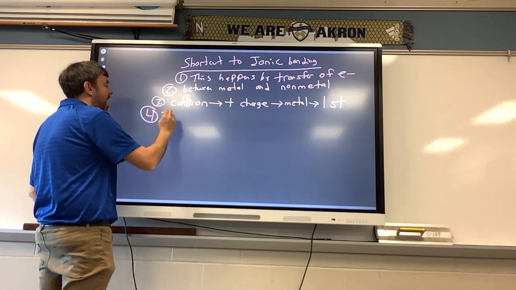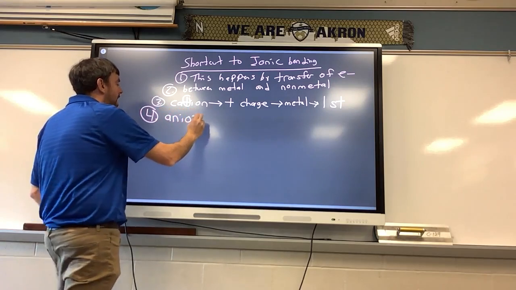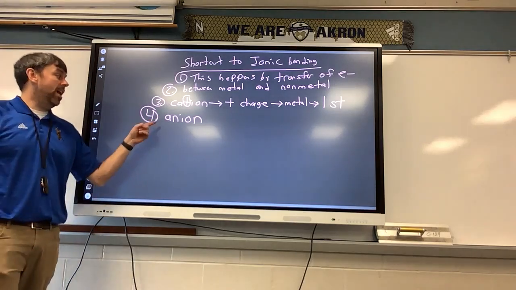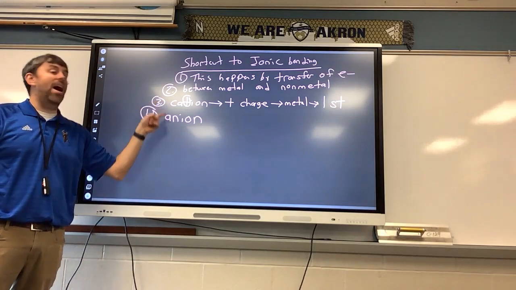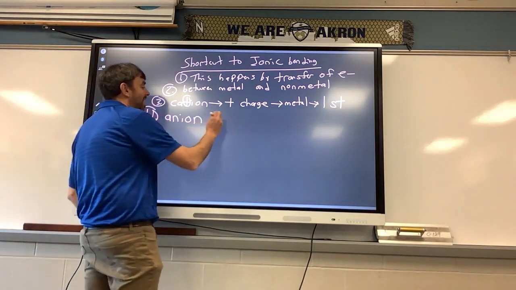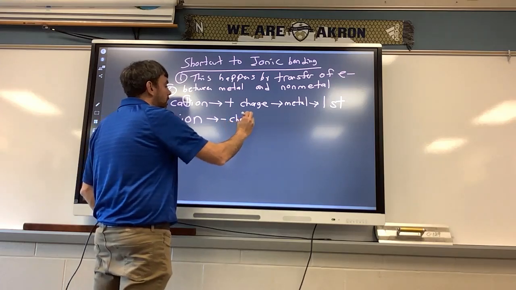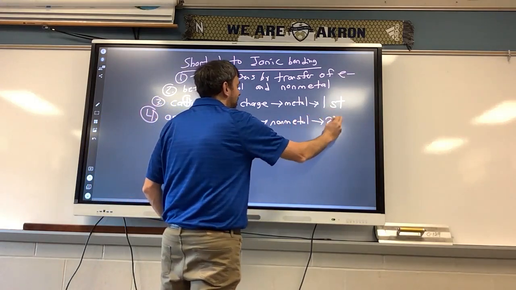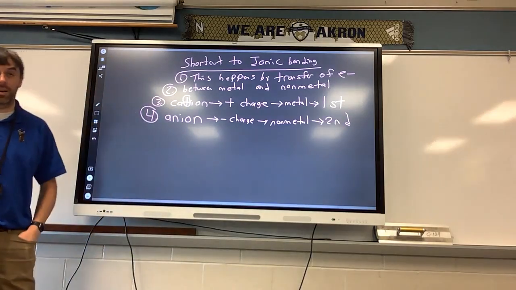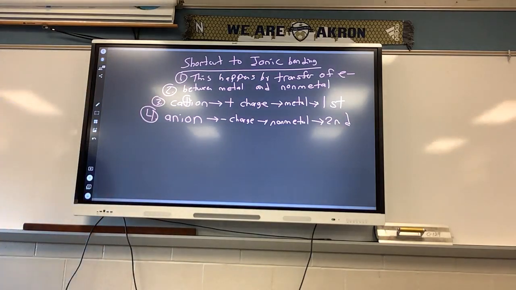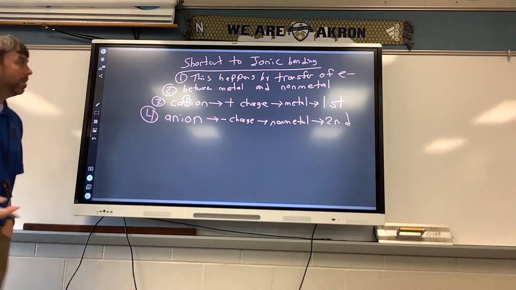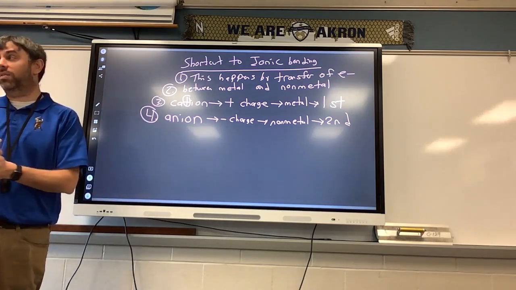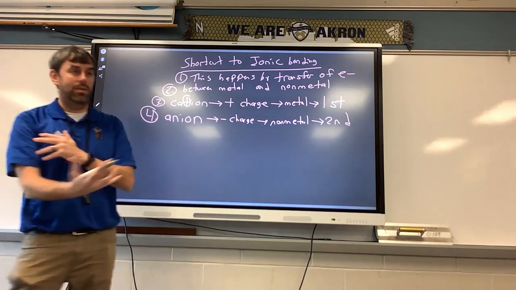The anion, A-N-I-O-N, that does not say onion, even though onions make you cry, which is a negative reaction. I like to remember this as a negative ion. That's how I remember anion. The anion has a negative charge, which is going to be the nonmetal. And the anion always comes second in a compound. So, cation is positive, anion's negative. That's the basics. Are you guys okay with that so far? So far today we've learned two new things. Cation is positive, anion is negative.